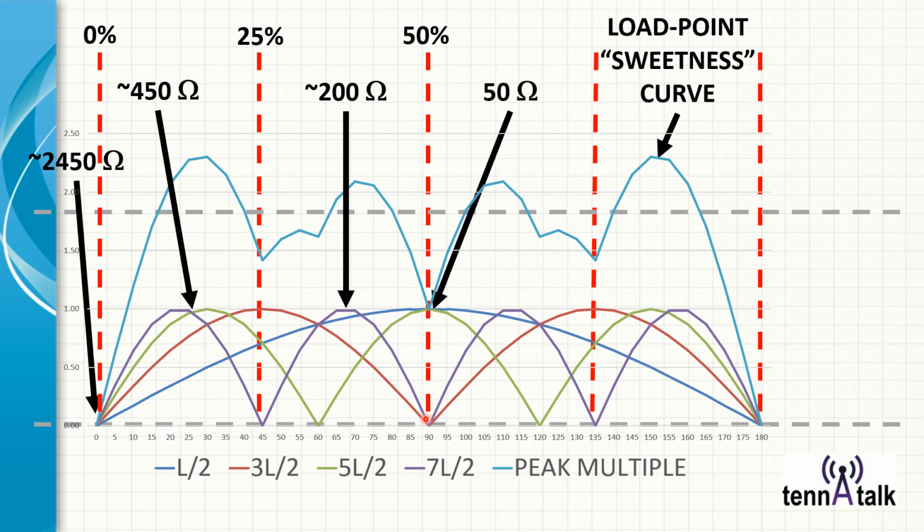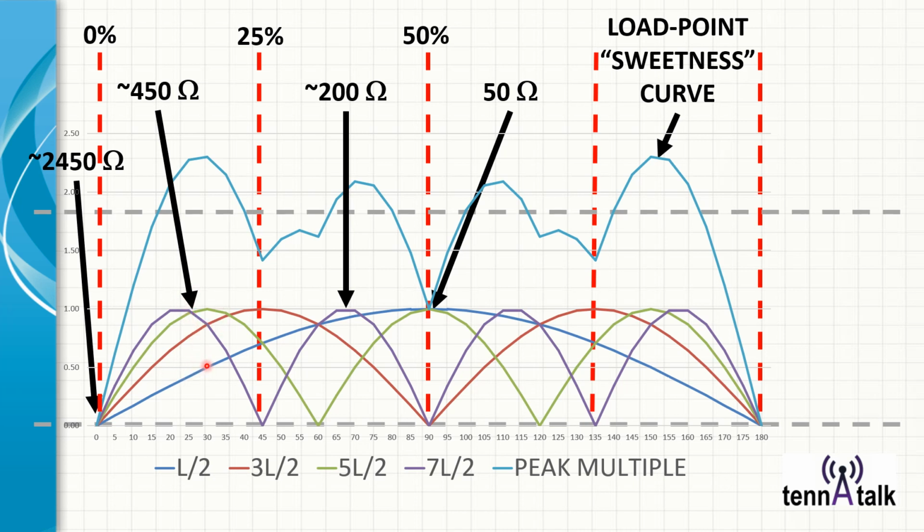So how do I get a 50 ohm coax to talk to and load up and operate all these bands at the same time? Is that possible? Yes, it is possible. And two ways to do it. One way is to use an off-center fed dipole. Let's say we feed it at this point.